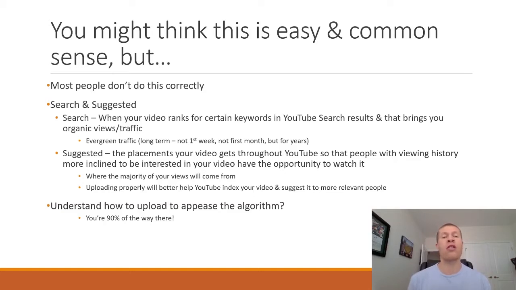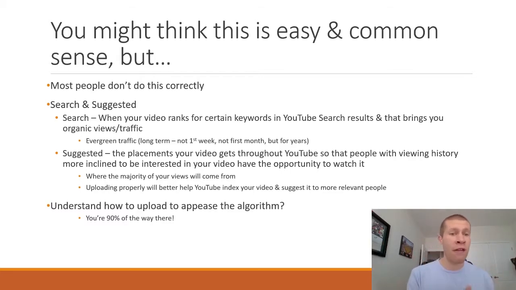Well, search is when your video is going to rank for certain keywords in YouTube search results, and obviously that's going to bring you organic views and organic traffic, right? So with search, you want to think ranking wise when you're doing the uploading process, like I'm going to show you in this course. You want to think evergreen traffic, right? So what is evergreen? That's something that we're going to touch on a few times in this entire course. Just put simply, evergreen means that you're thinking long-term, right? Evergreen means it's going to be for the long haul.